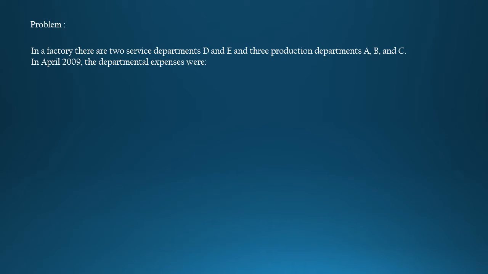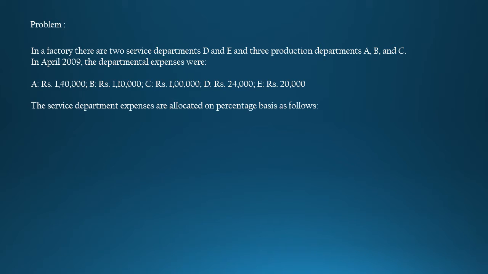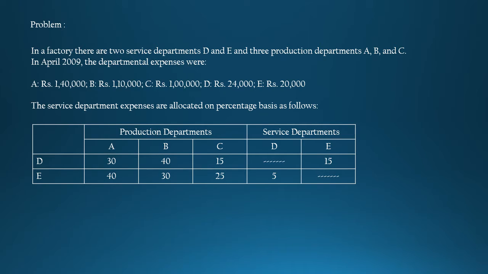In a factory, there are two service departments D and E, and three production departments A, B and C. In April 2009, the department expenses were A rupees 1,40,000, B rupees 1,10,000, C rupees 1,00,000, D 24,000 and E is 20,000. Service department expenses are allocated on a percentage basis as follows. By this table, we can see the percentages for different departments are given. Here D is a service department, and E is also a service department.